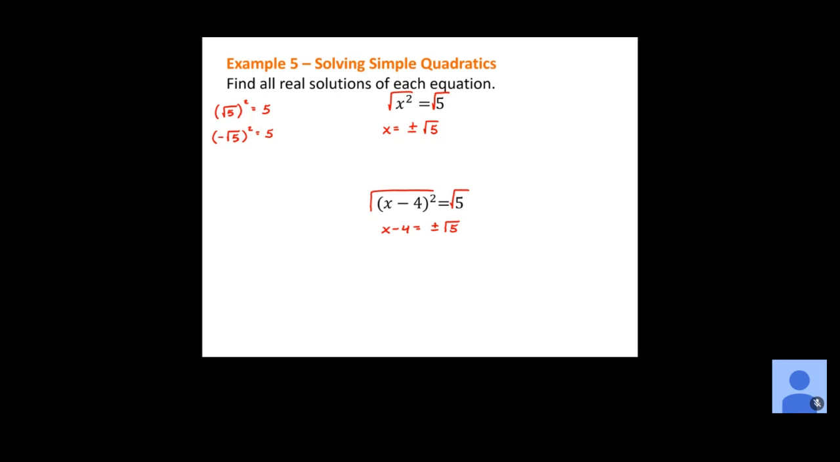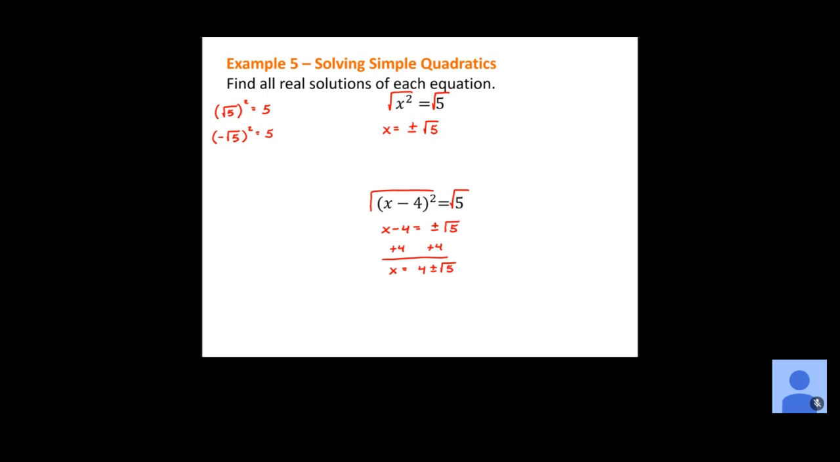Right, now I still need to get x by itself. So then what can we do? Now we can add the 4. Good. So I'm going to add 4 to both sides. And so that gives me my x over here. And then typically we would write the 4 in front and then the plus or minus square root of 5. The order really does not matter here. Okay, so if you wrote plus or minus square root of 5 and then plus 4, that's fine too. Okay, so either one of those.